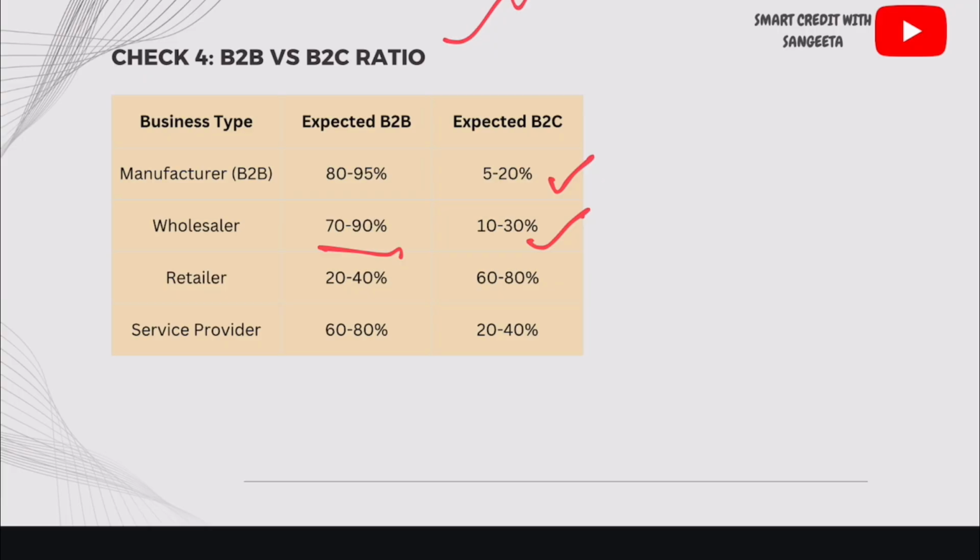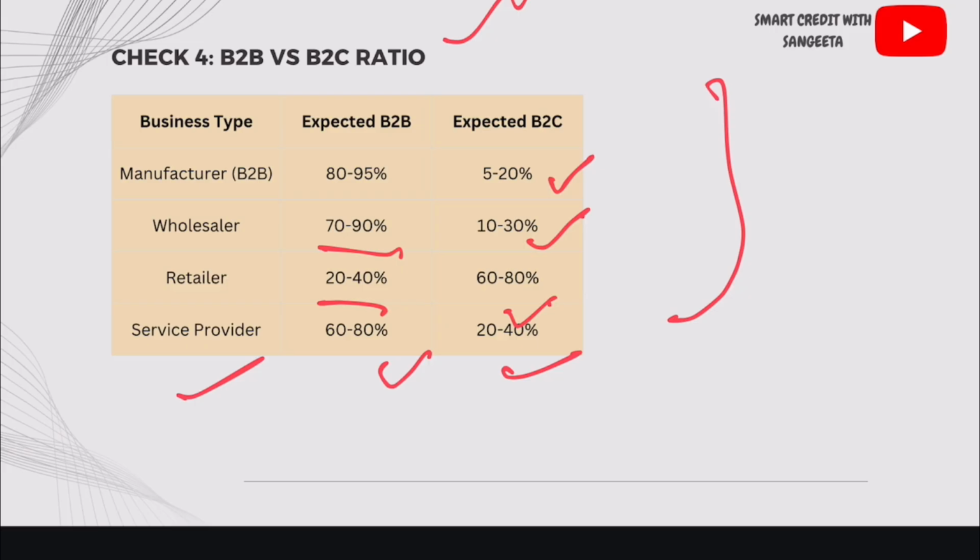But for a retailer, the B2B sales will be less, only 20 to 40%. But business to customer, since they are retailers, meaning some shop or maybe some mall, their expected B2C sales will be 60 to 80%. Now when we go to a service provider, their expected B2B sales is 60 to 80%, and expected B2C sales is 20 to 40%. Now, what are the red flags?